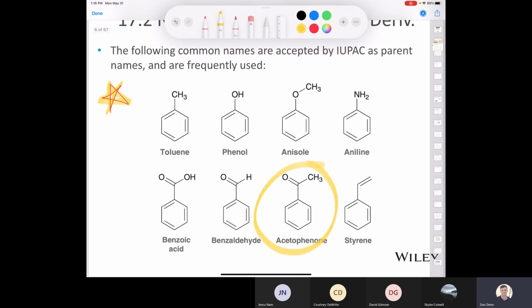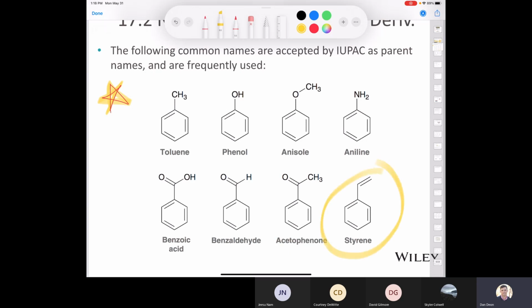This one and styrene are probably the least intuitive of all of them for students. So if you put a methyl ketone, right? This is a ketone. Together, we call it a methyl ketone. When you put that on an aromatic ring, we call that acetophenone. So acetophenone shows up all the time in organic chemistry. It could be a good electrophile for a Grignard reaction, let's say.